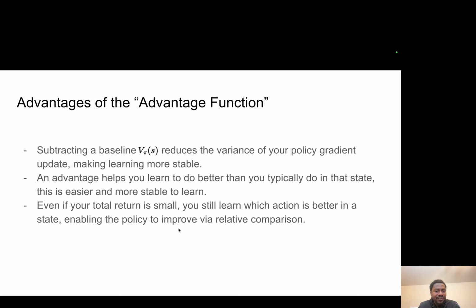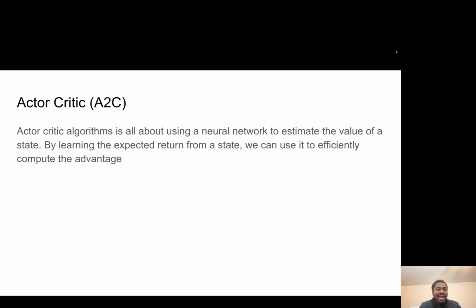So, which is why even if your total return is small, your advantage still helps you learn in a more stable manner, because it's improving the policy via relative comparison rather than an absolute term. And actor critic is this line of RL algorithms that is really designed to work this way, by using a neural network to estimate the value of a state.